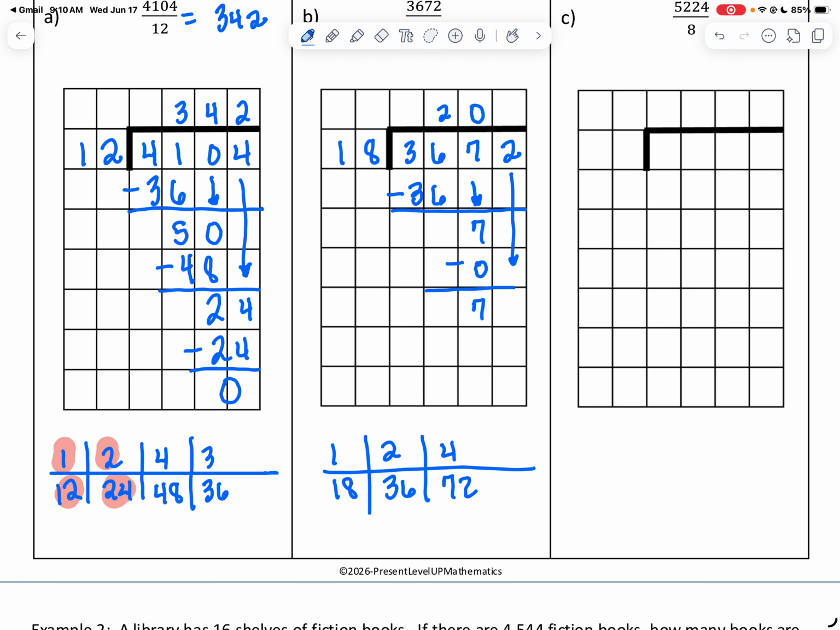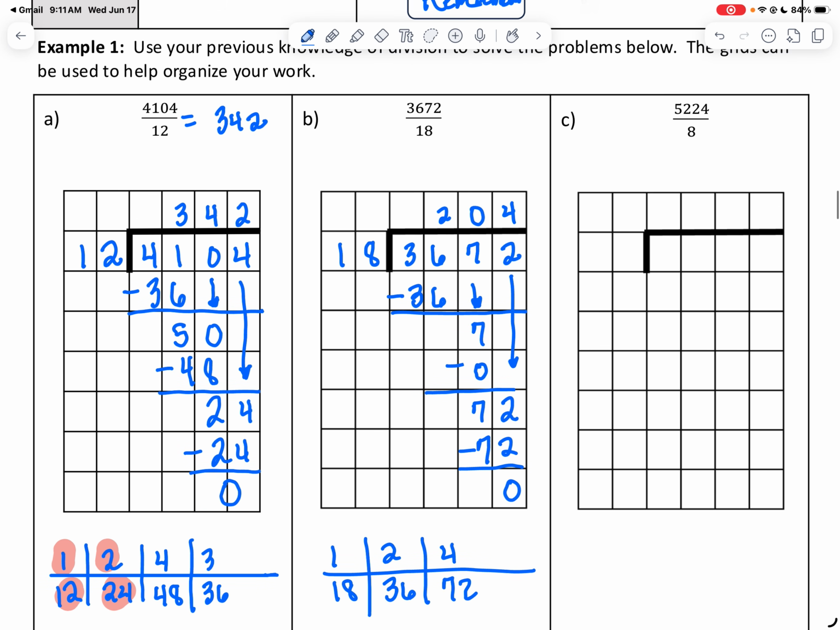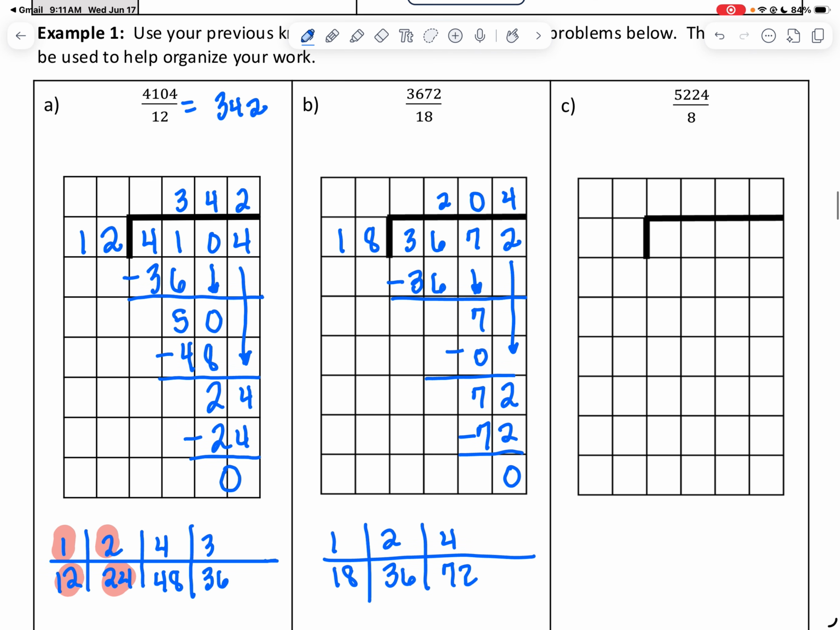And bring down. All right, so now we want to know how many times will 18 go into 72? Well, looking at my ratio table, we already found out that it would go in 4 times. So this is a 4. Now 4 times 18 is 72. Subtract, and I get a remainder of 0. So 3,672 divided by 18 is 204.